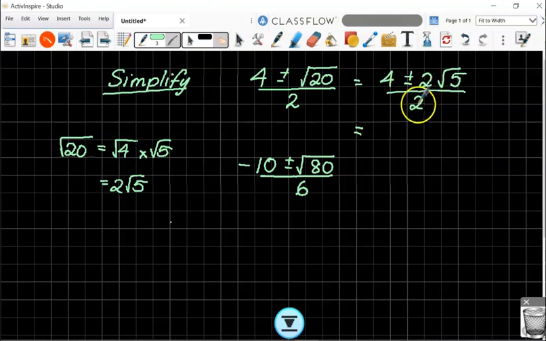I can divide each of these, right? Because that's a whole number there. I can divide each one by 2. So 4 divided by 2 is 2. 2 divided by 2 is 1. And we just write root 5, not 1 root 5. Sweet? Right, we look at this one.